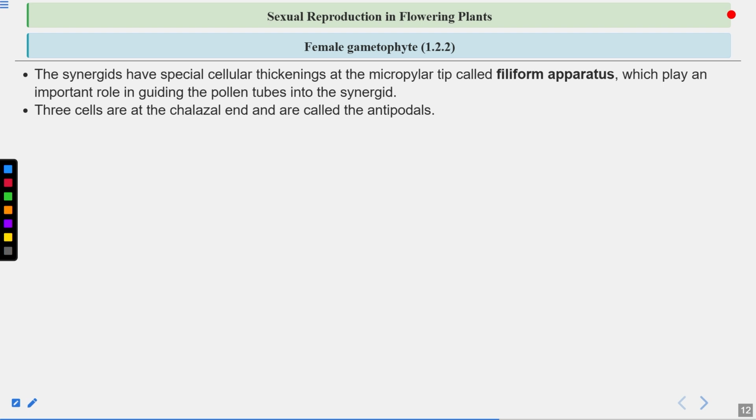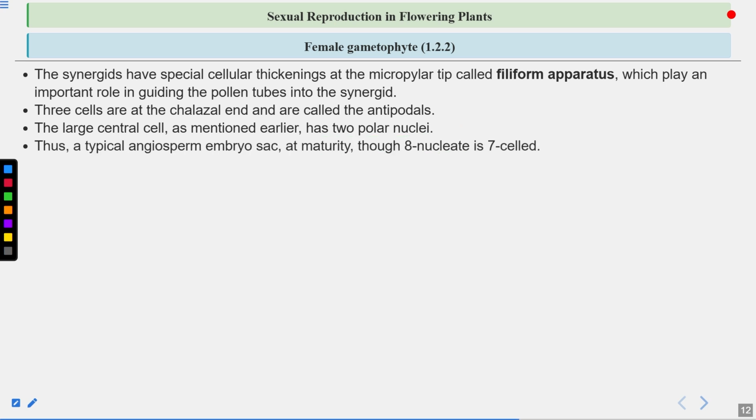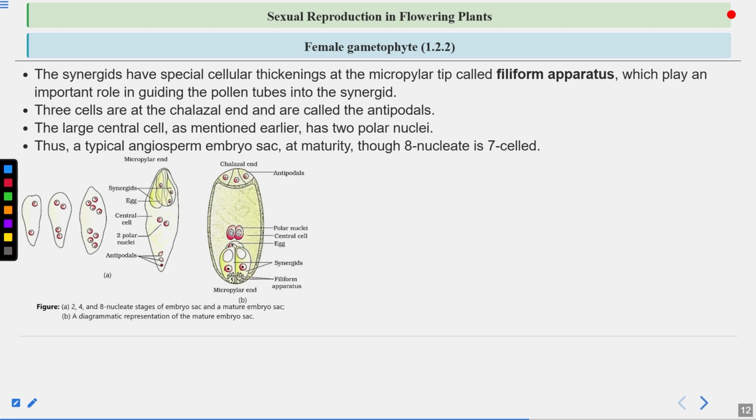3 cells are at the chalazal end and are called antipodals. The large central cell, as mentioned earlier, has 2 polar nuclei. We have already discussed that it has the 2 polar nuclei, and thus the typical angiosperm embryo sac at maturity is 8-nucleate and 7-celled. So again, this is the 8-nucleate and 7-cell structure. This particular figure is the final embryo sac in the angiospermic plant.